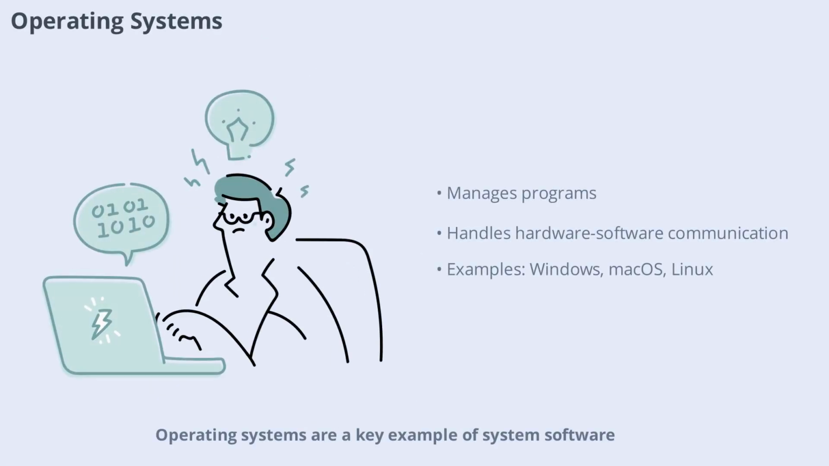Operating systems are a key example of system software. They manage all other programs on your computer and handle communication between hardware and software. Popular operating systems include Windows, macOS, and Linux. Each offers a unique user experience, but all serve the same fundamental purpose, making it possible for you to use your computer efficiently and effectively.